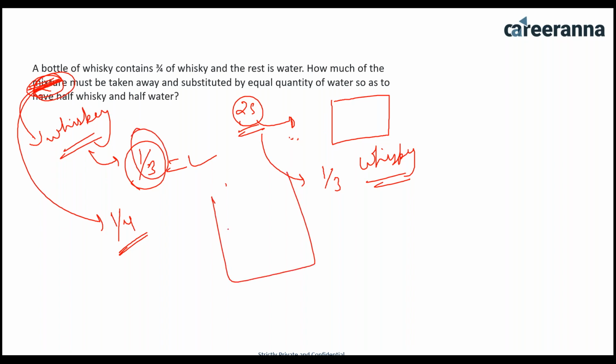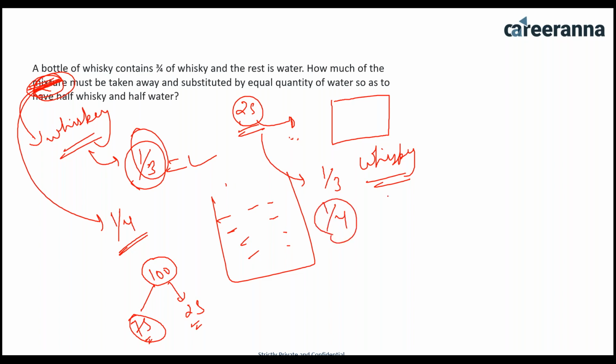Let me tell you how. So I'll remove 25, right? Out of 100, I'll remove 25. So 100 is divided into two parts, which is 75 and 25, right? So 25 is 1 by 3 of 75 and 25 is 1 by 4 of 100. So if this is mixture, then it will be 1 by 4. And if this is whiskey, it will be 1 by 3. Okay.